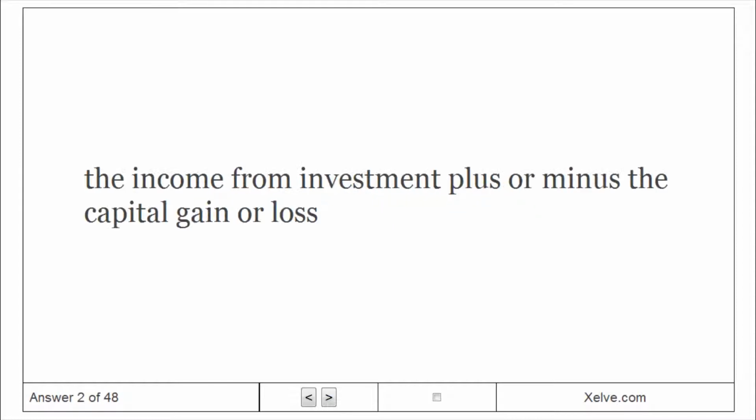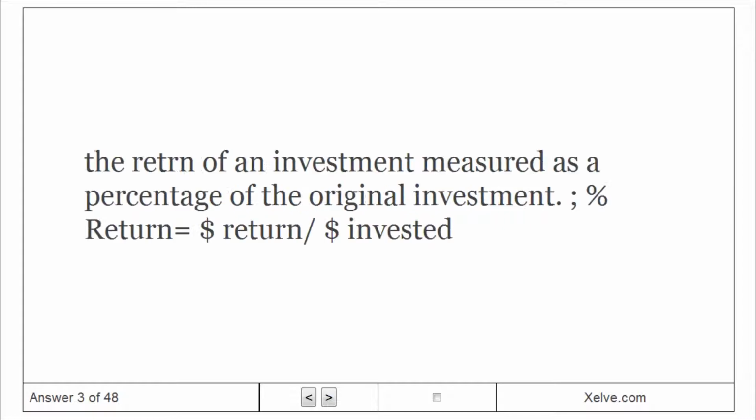The total dollar return is the income from investment plus or minus the capital gain or loss. Total percentage return: the return of an investment measured as a percentage of the original investment. Percent return equals dollar return over dollar invested.